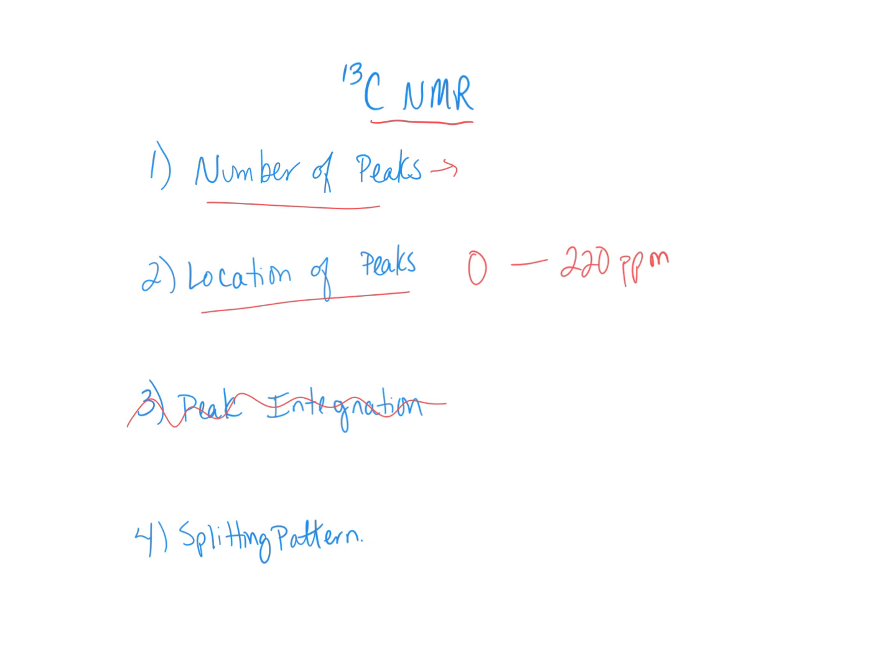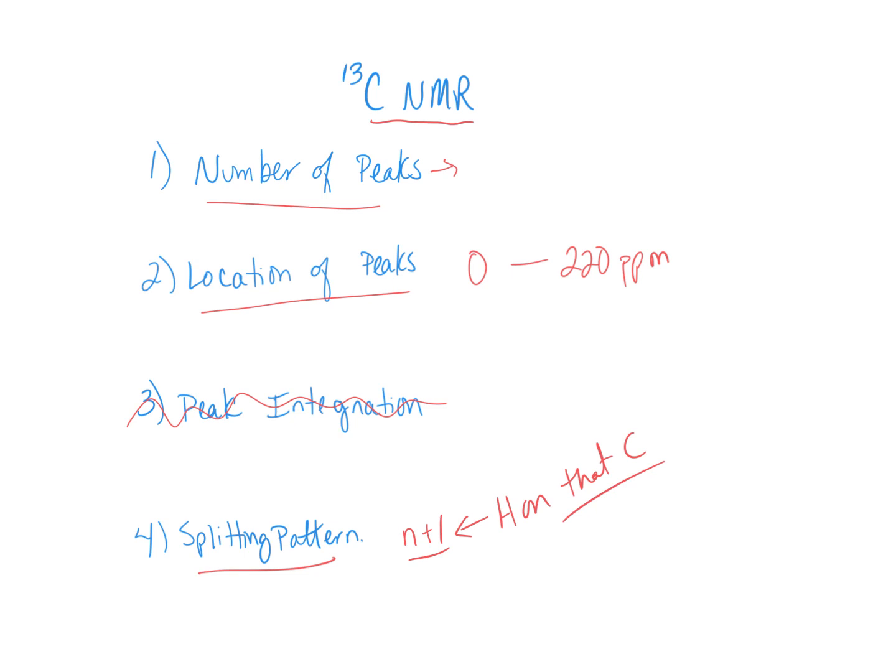Okay. The last thing is when it comes to the splitting pattern. The splitting pattern is still n+1, at least when you count the number of hydrogen on that carbon, not next door. It has to be on that carbon. So this is hydrogen on that carbon. Okay, so that's something to keep in mind.